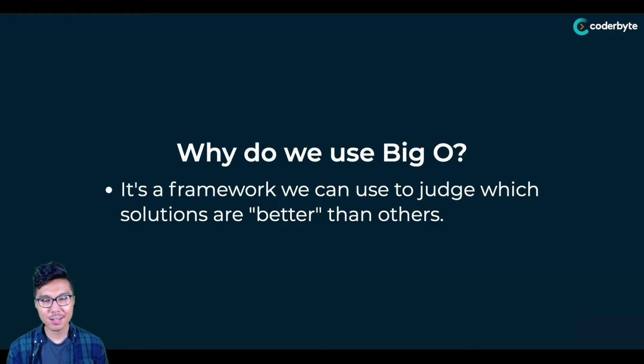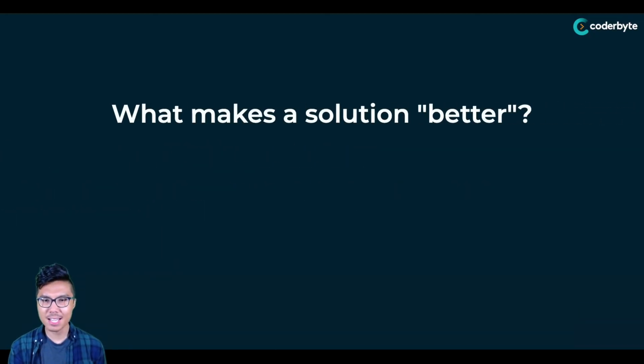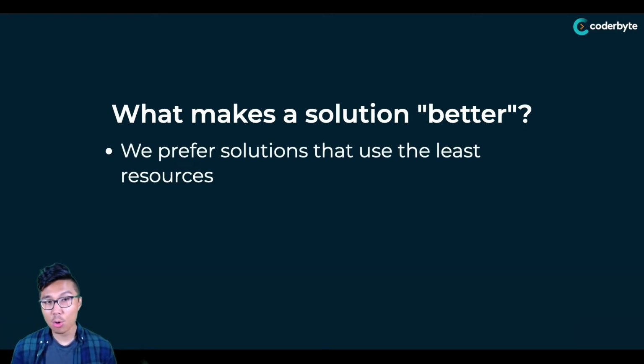At this point, another big picture question comes to mind. What does it even mean when we say that we want solutions that are better than others? What does it even mean for a solution to be better? Well, when it comes to software engineering, or more broadly programming, we really want to consider our programs and our solutions in terms of the resources that they use up.